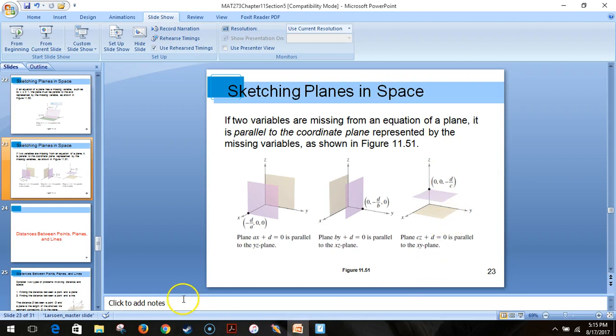In the next video, we'll look at how to find distances between points, planes, and lines.